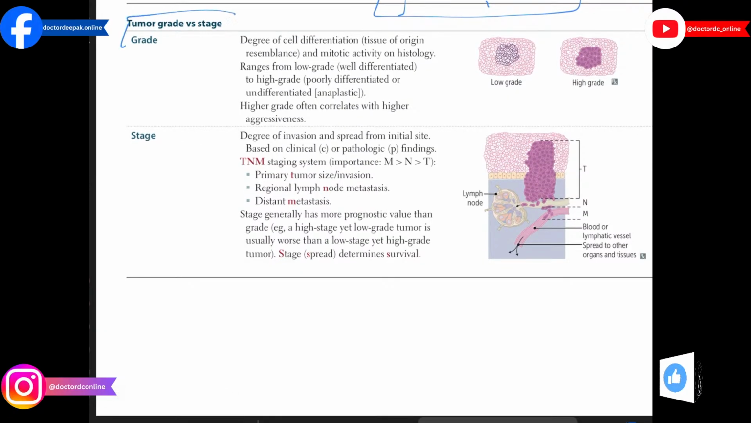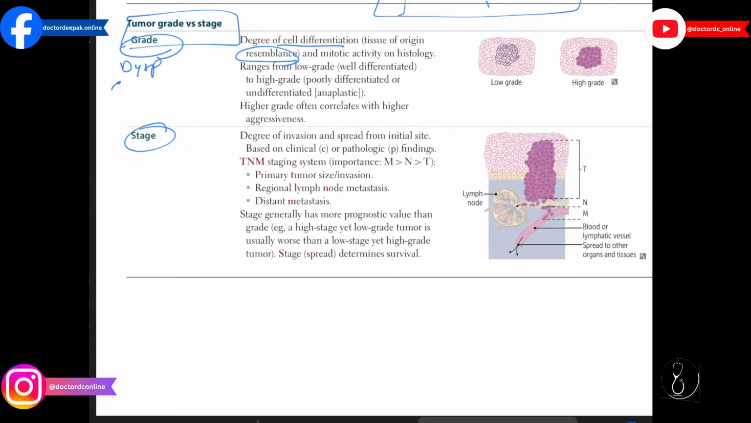Now we're talking about the tumor grade and stage. What is grading and what is stage? Grading means cell differentiation or resemblance: how much a dysplastic or neoplastic cell resembles normal tissue or a normal cell.